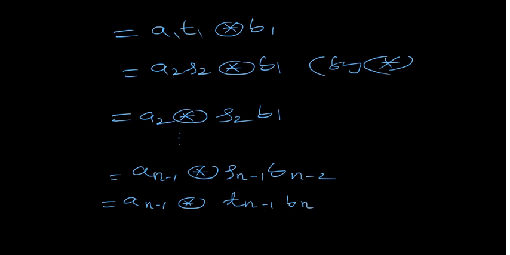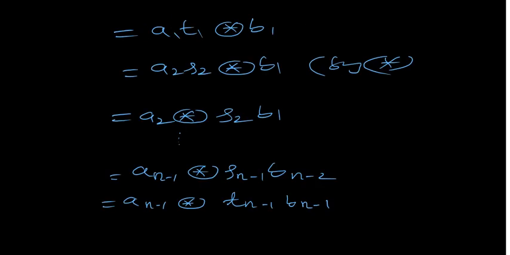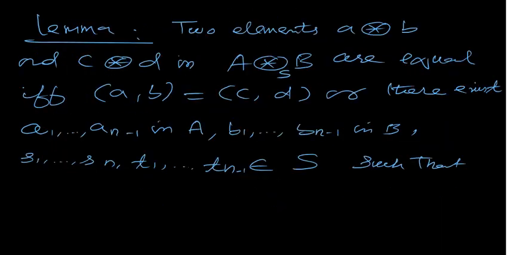Bn minus 1. And now this An minus 1 tensor Tn minus 1 Bn minus 1, it is same as An minus 1 Tn minus 1 tensor Bn minus 1. So this is equal to An minus 1 Tn minus 1 tensor Bn minus 1. Now what's this An minus 1 Tn minus 1? We'll see this from those set of equations. You can see those set of equations here.